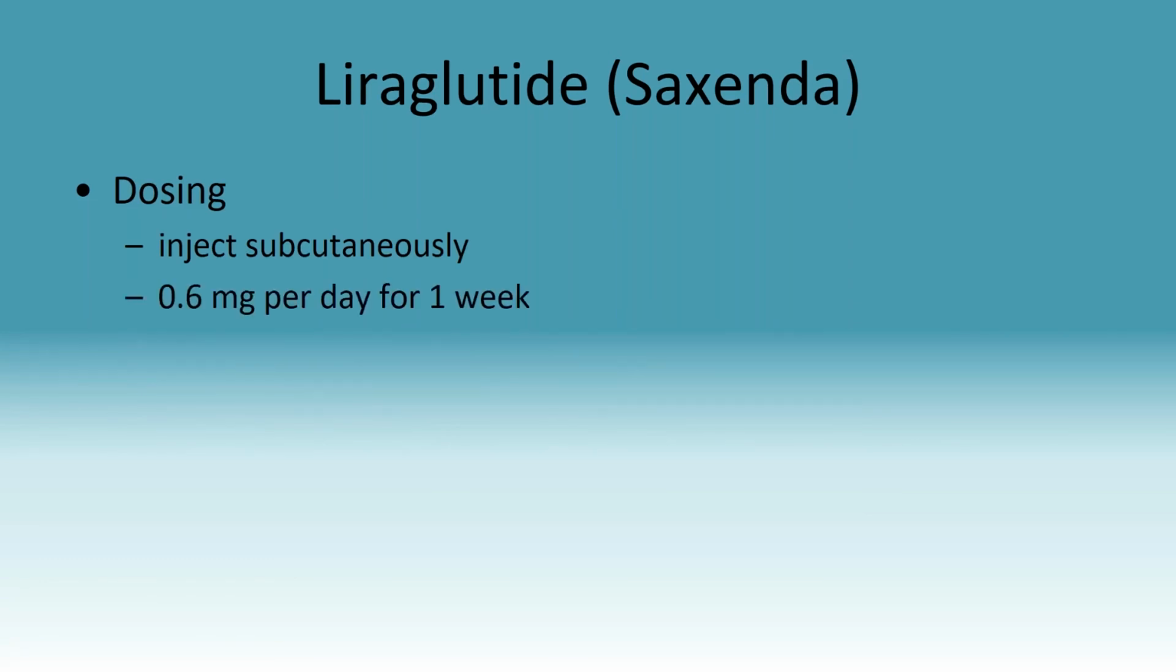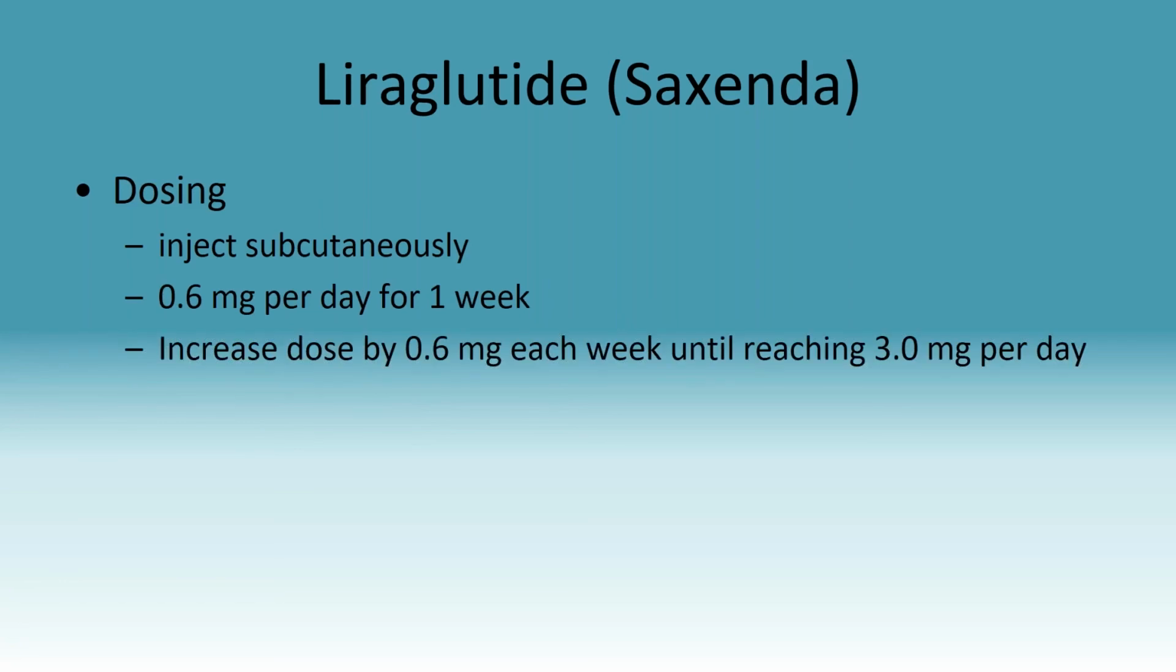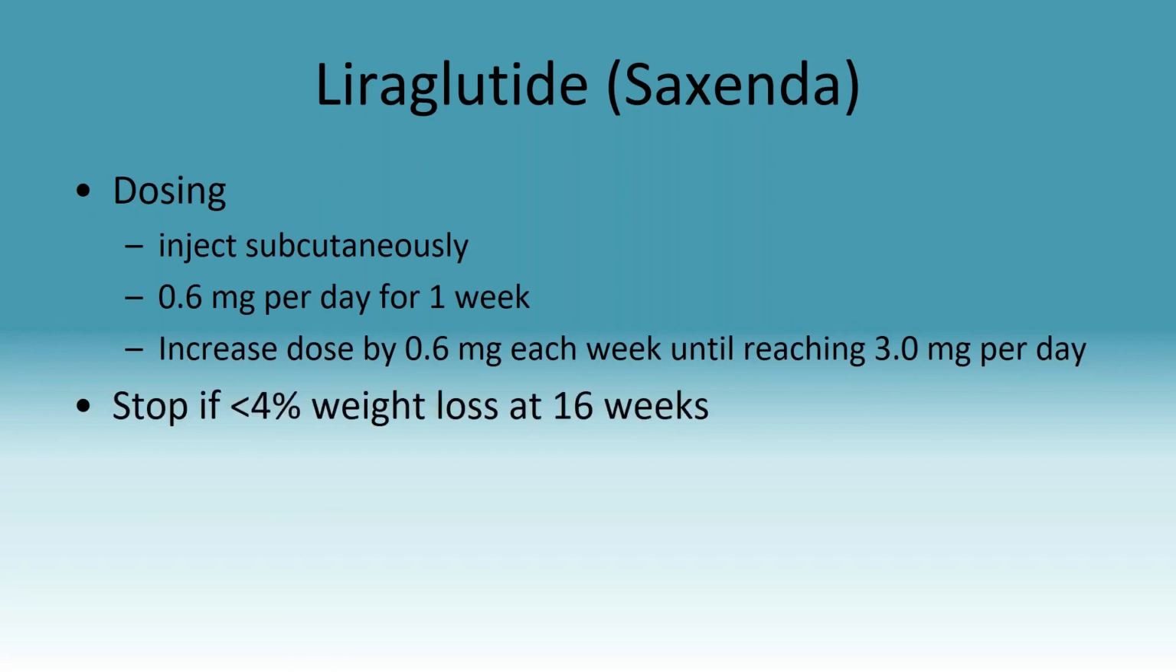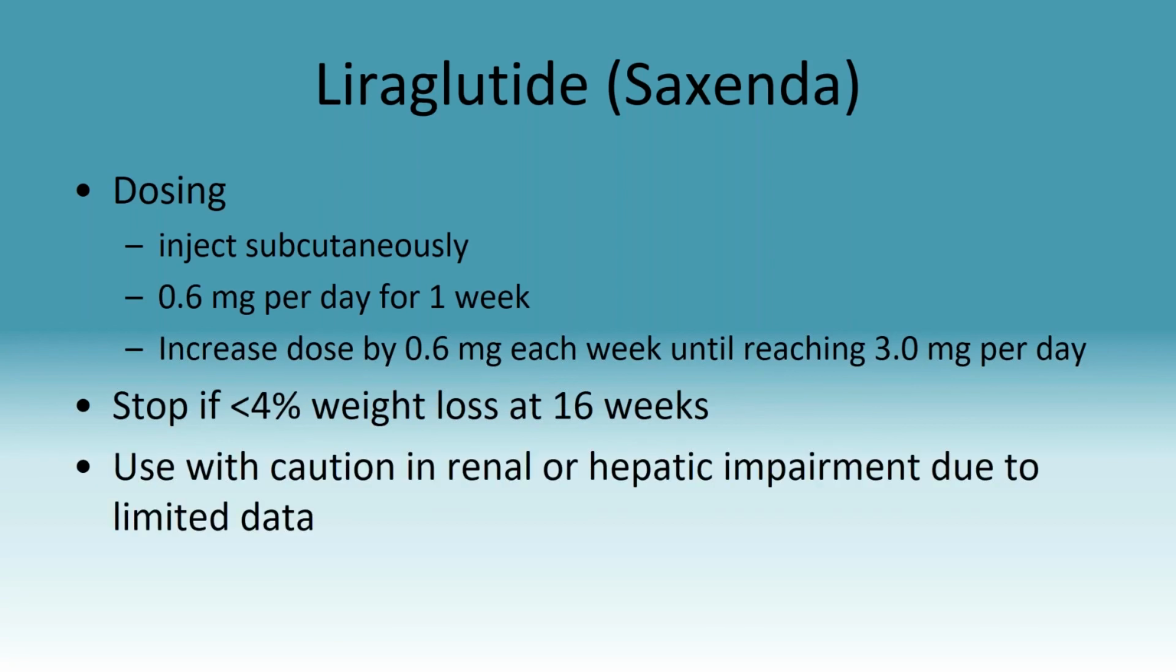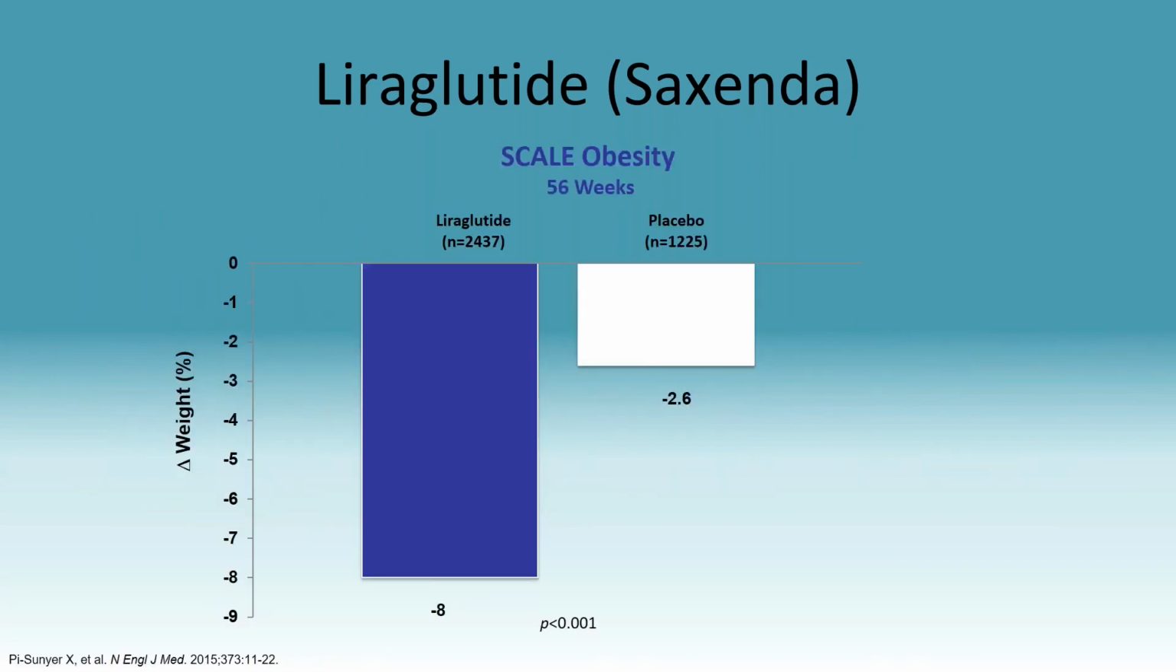Dosing is injected subcutaneously at 0.6 milligrams per day for a week, and going up by 0.6 milligrams each week until reaching 3.0 milligrams. This should be stopped if there's less than 4% weight loss at 16 weeks, and should be used with caution in renal or hepatic impairment only due to lack of data. The SCALE trial showed at 56 weeks there was significantly more weight loss than placebo, approximately 8% total weight loss.